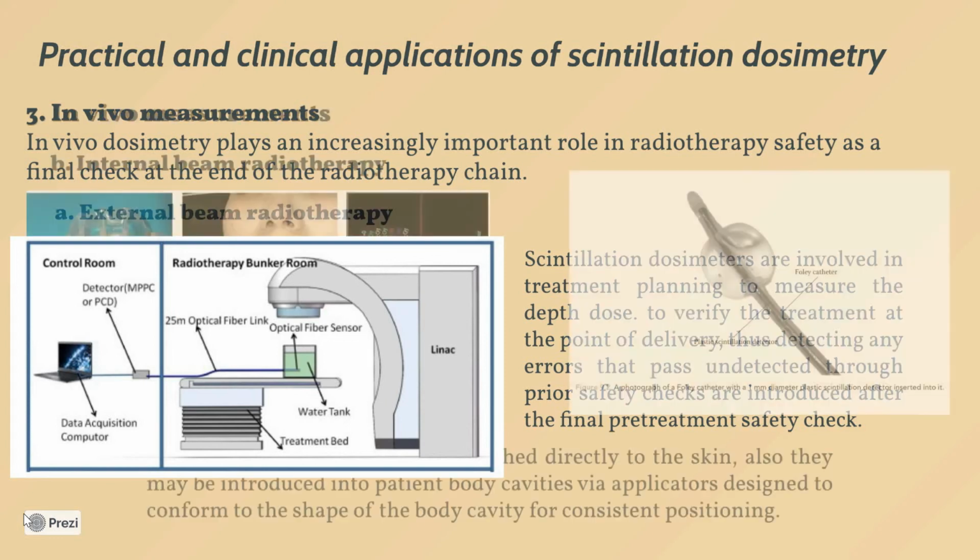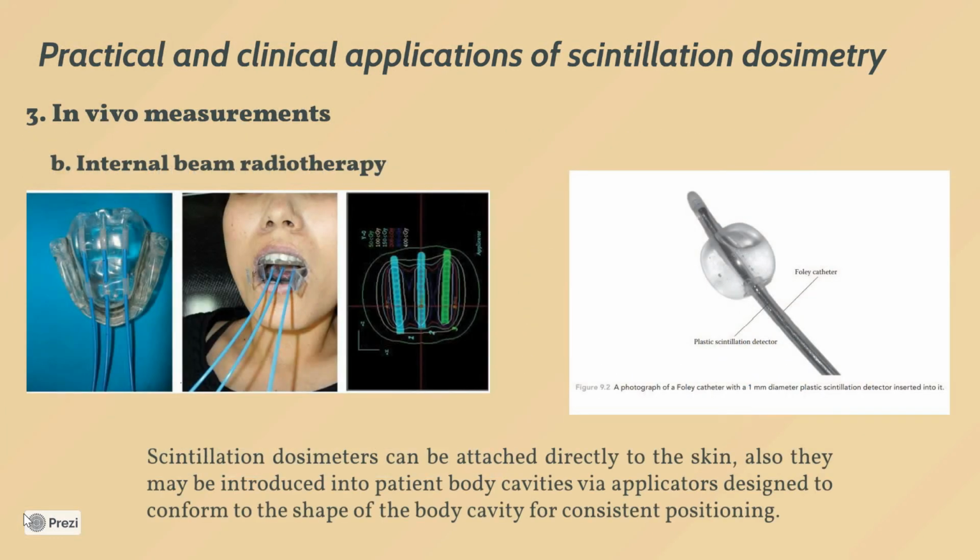dose. Similarly, in internal beam radiotherapy, also called brachytherapy, scintillation dosimeters are attached directly to the skin or introduced into the patient's body cavities via applicators designed to conform to the shape of the body cavity for consistent positioning, as shown in this image. These dosimeters give a real-time readout of dose to the patient, which is considered an advantage of using the scintillation dosimeter.